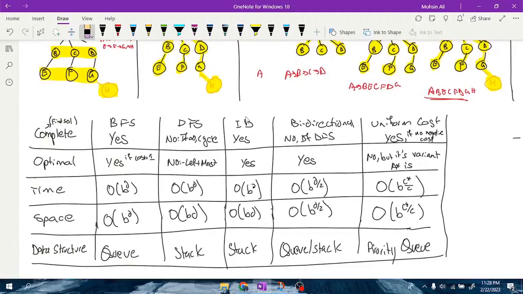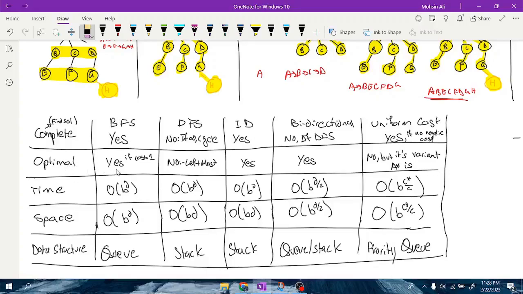I don't remember what this was. ID. Oh, it's iterative deepening. My bad. Yeah. Is iterative deepening complete? Yes, it is, because it takes the best of both worlds. So if BFS is complete, iterative deepening will always be complete as well.